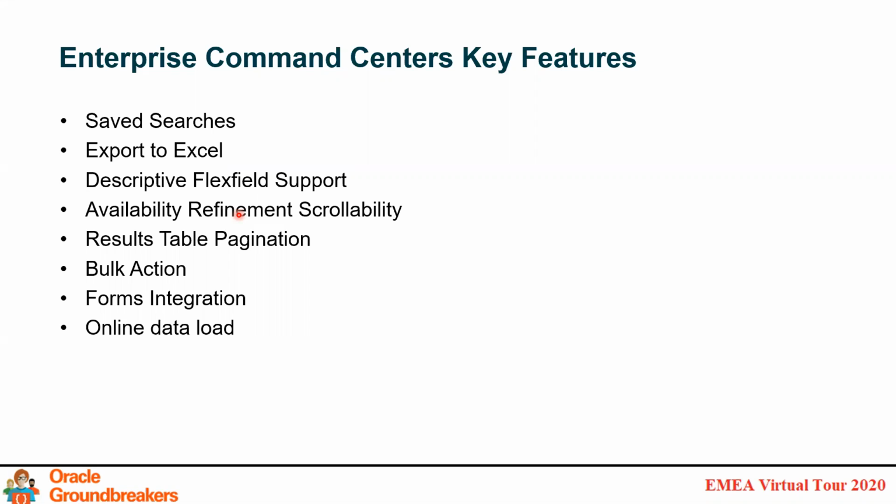It gives the capability to export the data to Excel, and it has descriptive flex field support as well. We can use the descriptive flex field to filter your data, not just show the descriptive flex field information in the result table, but we can use it for search criteria as well. The other one is availability requirement scrollability, that is, you can filter data by header, lines, line details, and other fields which are relevant to that particular command center, and results table pagination.